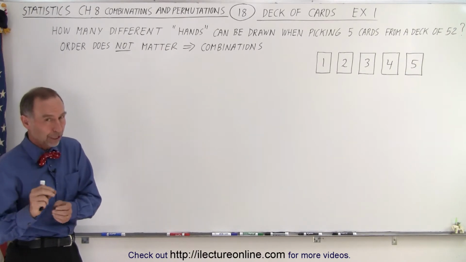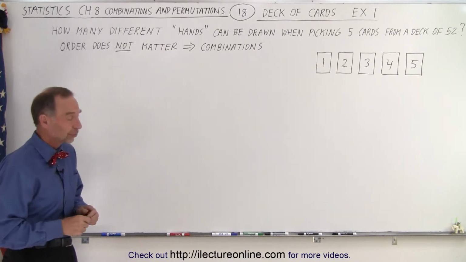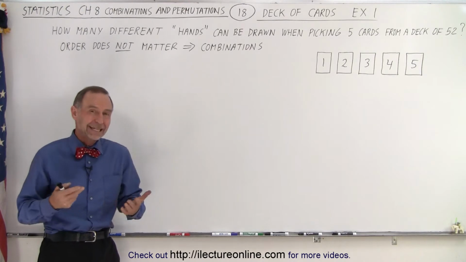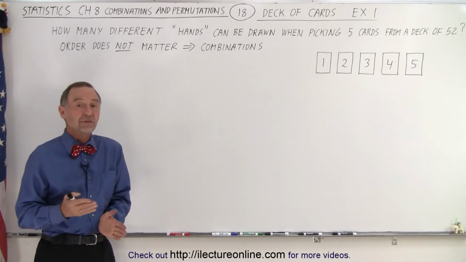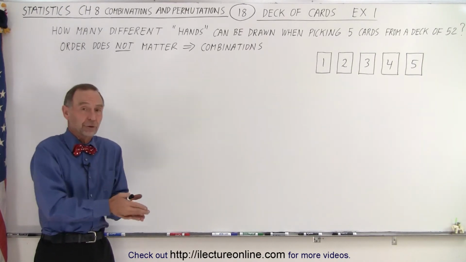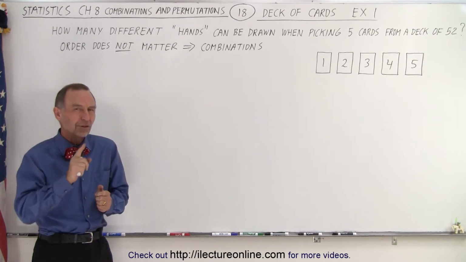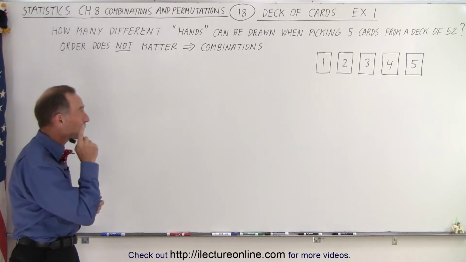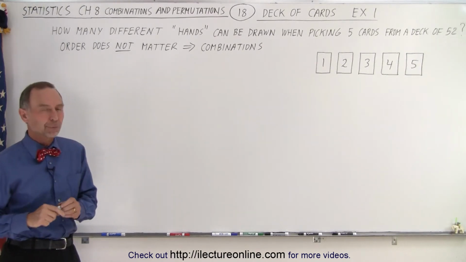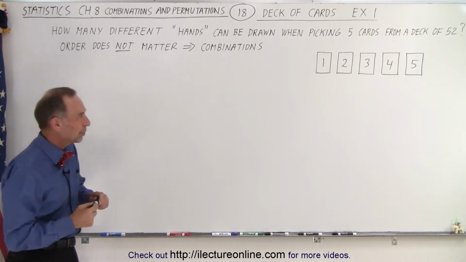Now are we looking for permutations or are we looking for combinations? Well, when we pick 5 cards out of a deck, it doesn't really matter what the order is. If we pick the Ace of Hearts first or last, it's still in your hand, and so therefore order does not matter. So we're looking for number of combinations, not number of permutations. So how do we do that then?